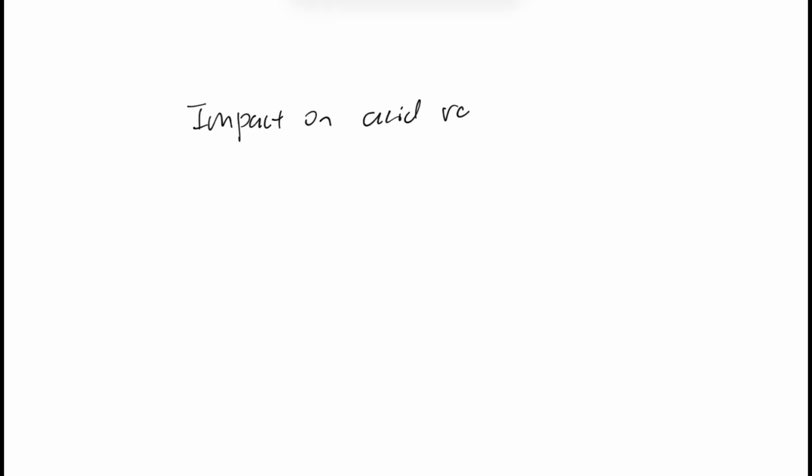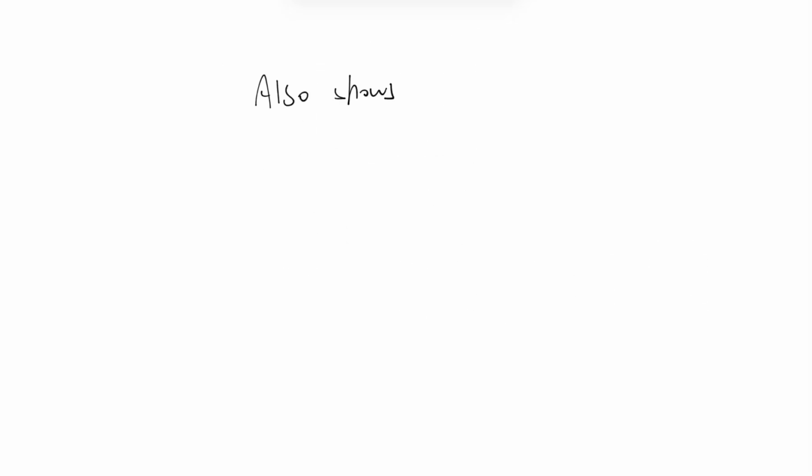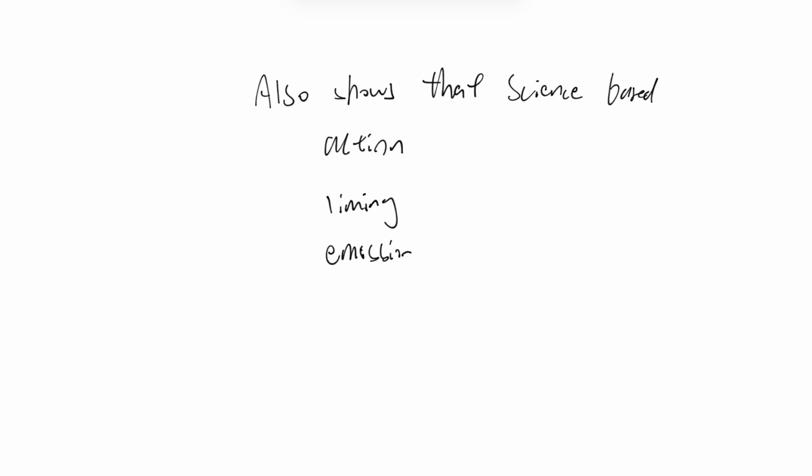The impact of acid rain on Sweden's inland waters illustrates how human development leads to environmental change with long-term cost. But it also shows that science-based action, such as liming, emissions cuts, and global cooperation, can reduce its damage. It is stressed that sustainability requires linking local action to global responsibility.